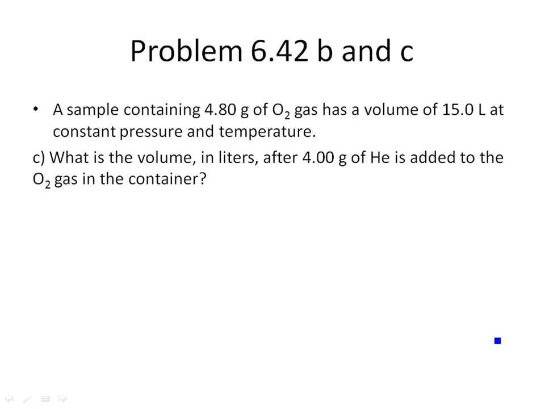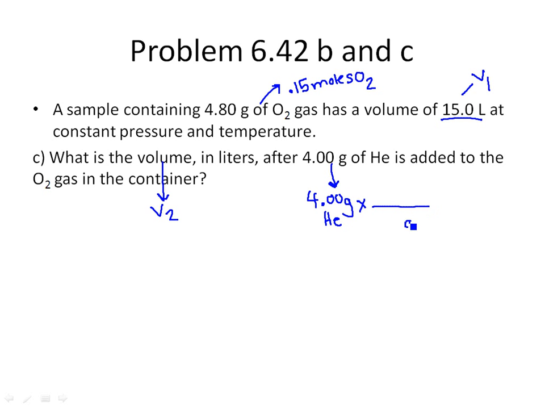Now we have a sample of gas, the same sample containing the 4.80 grams of oxygen. On the previous slide we converted grams to moles and got 0.15 moles of oxygen. We have 15 liters again as our V1, and we're looking for the volume this time, so we're trying to find V2. Once again we have grams, so we're going to have to convert grams of helium to moles.